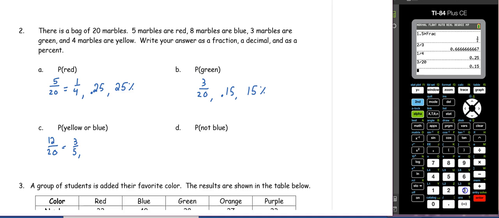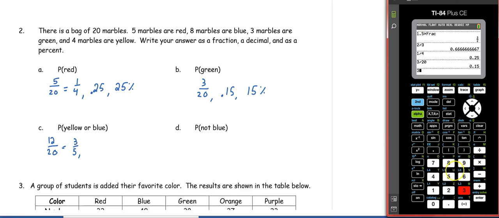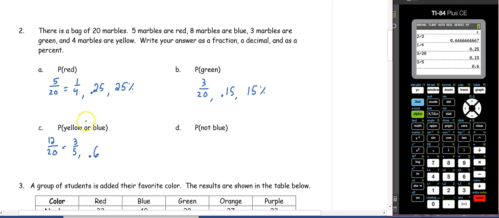So we can get that into a decimal by doing 3 divided by 5, which gets us 0.6. Now when I move that decimal point over 1, 2, remember, fill in that blank with a 0. So our percent is going to be 60%.